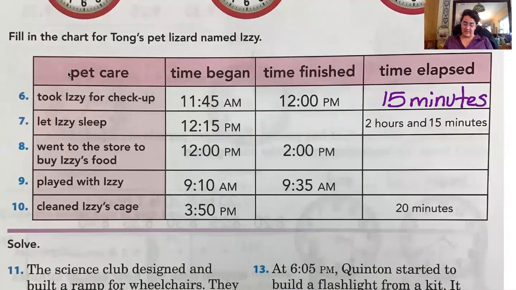Let Izzy sleep from 12:15 for 2 hours and 15 minutes. So what's 2 more hours from 12? 2. Good. And 15 minutes. We already had 15 minutes here. Add 15 more. So we have 2:30.